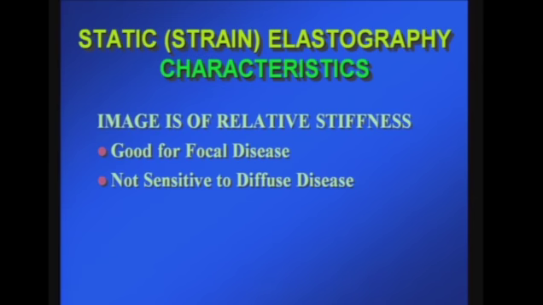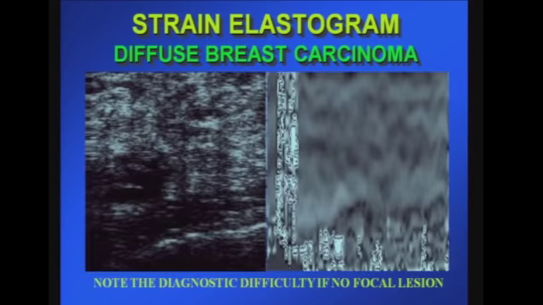So some of the characteristics of strain elastograms are the images of relative stiffness, similar to an MRI. So this is very good for focal disease, but if the abnormality covers the entire image, it's going to be very difficult to see because you only see stiffness relative to other areas in the image. This, for example, is a diffuse breast carcinoma that fills up the entire image. And on the ultrasound, you just see heterogeneous material, and you can't tell if there's a mass or not because the mass is actually larger than the field of view.